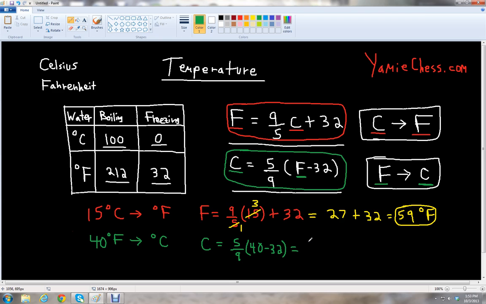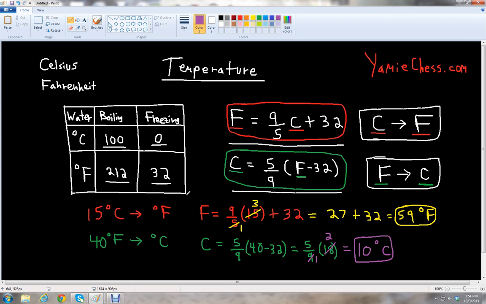And so that equals 5/9 times 40 minus 32, which is 18. And then we can do a little bit of cross canceling. 9 goes into 18 twice. And then we see that 5 times 2 is 10. So this will be 10 degrees Celsius. So 40 degrees Fahrenheit equals 10 degrees Celsius.